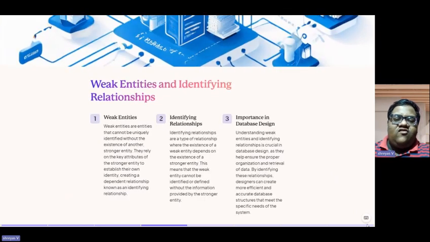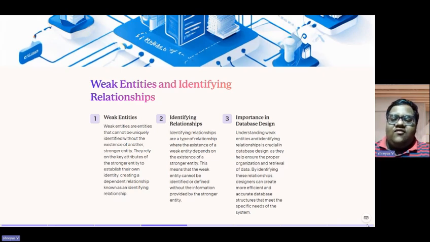Weak entities and relationships. Weak entities are entities that cannot be uniquely identified without the existence of another strong entity. They rely on the key attributes of the stronger entity to establish their own identity, creating a dependent relationship known as an identifying relationship. Identifying relationships are the type of relationship where the existence of a weak entity depends on the existence of a strong entity. This means the weak entity cannot be identified without the information provided by the strong entity.